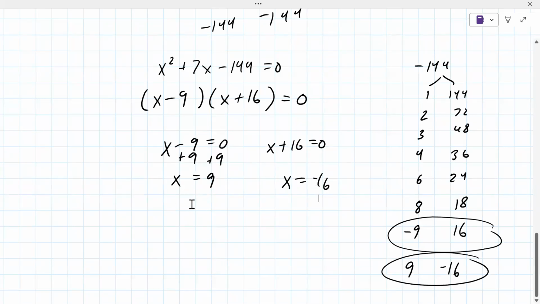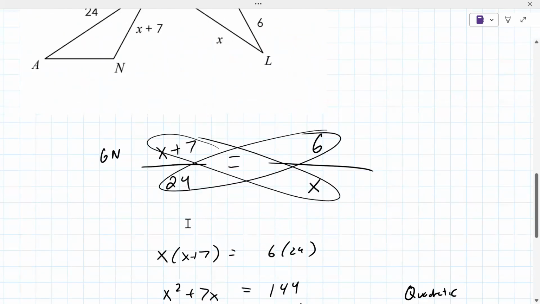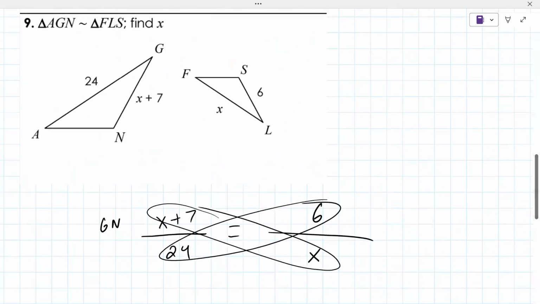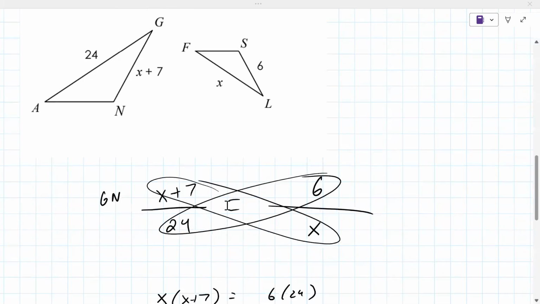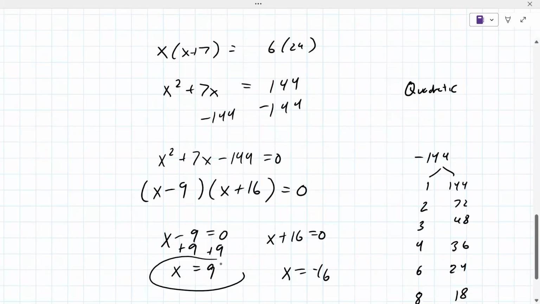Now, if we go back and look at your problem, can x be negative? Look at what it is. It represents the length of a side. Can x be negative? No. So x equals 9. That is the correct answer, yes.